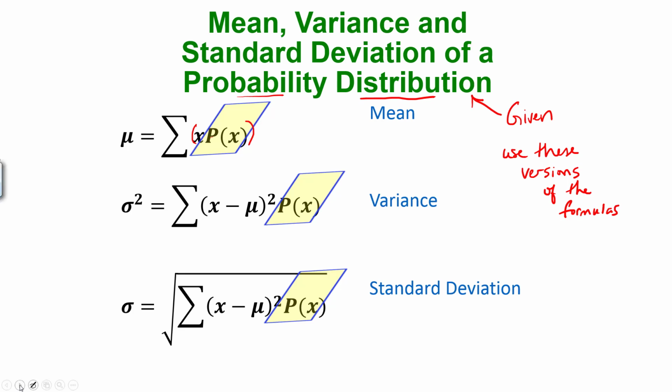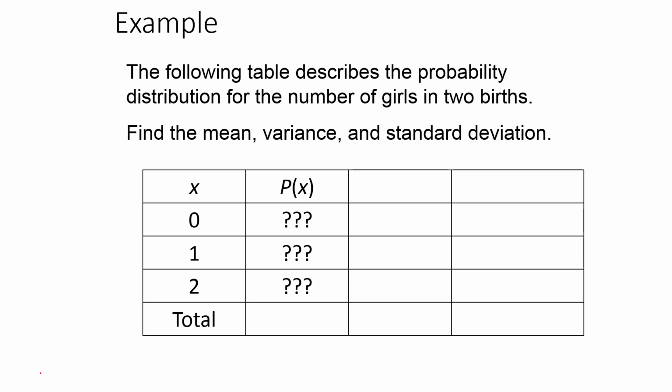So let's try it. It says the following table describes the probability distribution for the number of girls in 2 births. Number of girls in 2 births is our random variable x. Is it a discrete random variable or is it a continuous random variable? Discrete, very good, because it has individual specific values, not a range of values. So how do we find the mean, the variance, and the standard deviation?